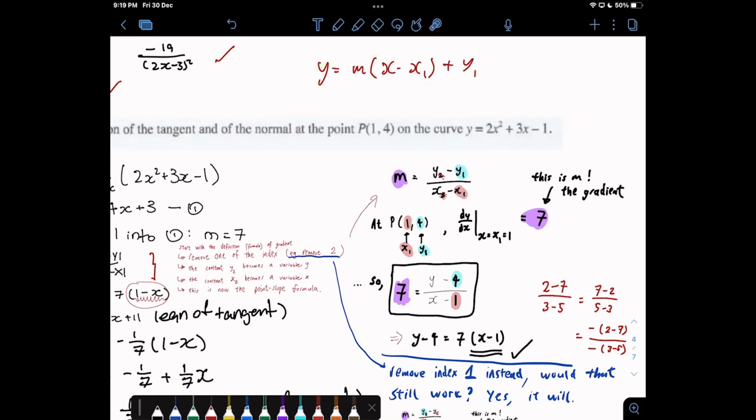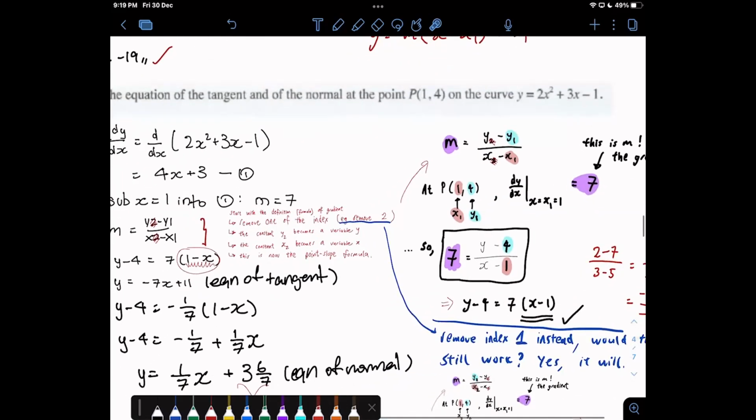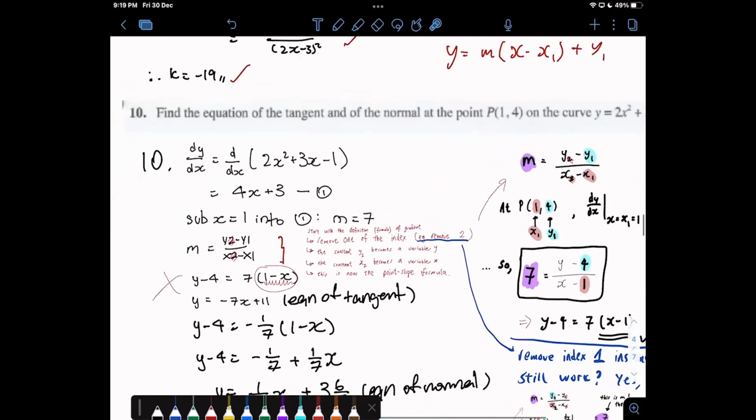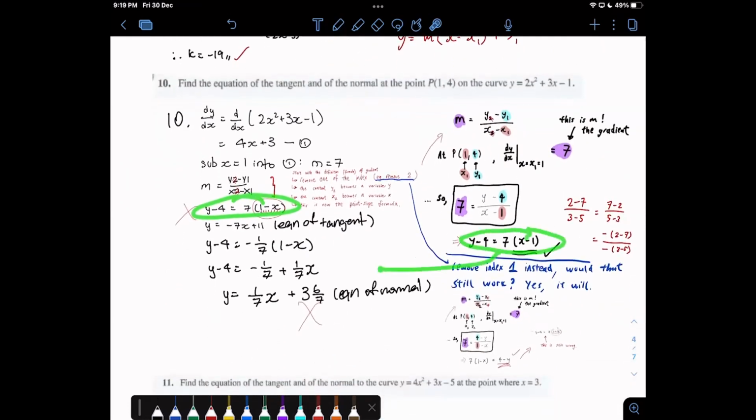Just make sure you get the right order. Here you mixed up the order. Take a look. The correct answer is y minus 4 equals 7 times x minus 1. You wrote 7 times 1 minus x. Off by a negative sign, whole thing wrong.